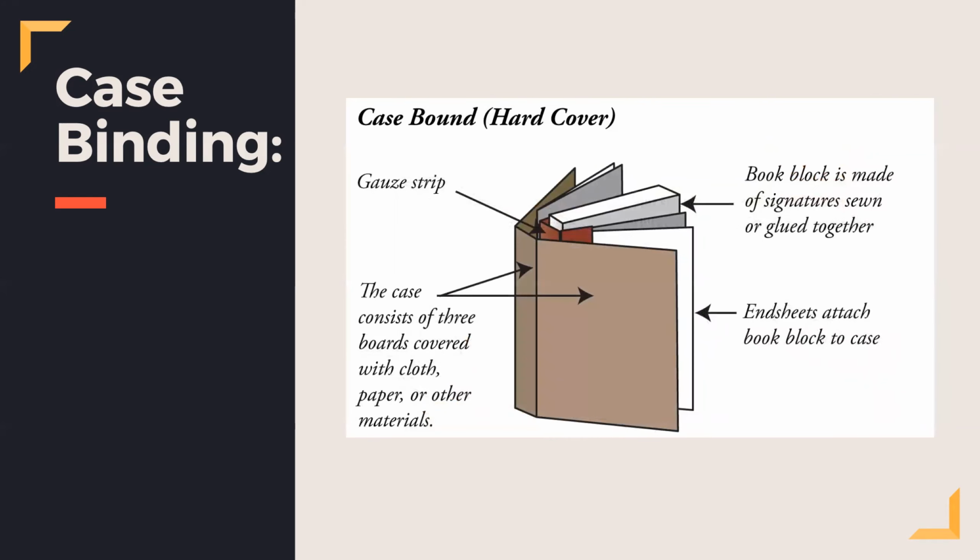The text block is then attached to the end sheet, which are connected in the back by a gauze strip. From here, the end sheets are attached to the case, which is usually built out of 2 boards that are covered with cloth, paper, or some other material of the binder's choice. This binding choice is usually more expensive than a perfect binding, but still commonly used and found.